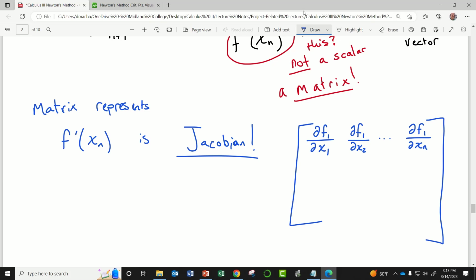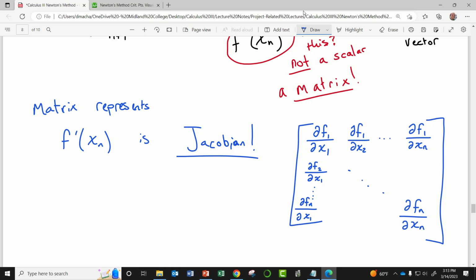Then, in the first column, the second entry is going to be the partial derivative of the second entry in your output vector with respect to the first entry in your input vector. And then the final entry in the first column is going to be the partial derivative of the nth entry in your output vector with respect to the first entry in your input vector. And then you can probably figure this out, but down here you'll have partial derivative of f_n over partial x_n.